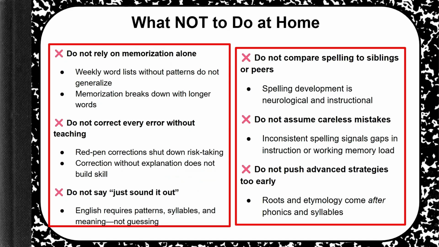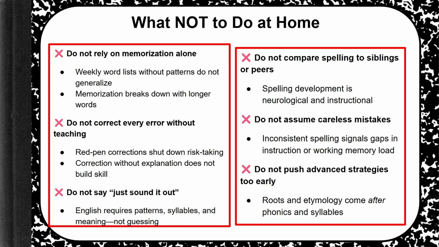Do not correct every single little error without teaching the solution. So, like red pen corrections that we kind of grew up with, those can cause anxiety or cause a student to shut down and causes them not to take any risks when they are an emergent speller. And then when you have a correction without explanation, it doesn't build the skill. They need to know how to rectify the situation.